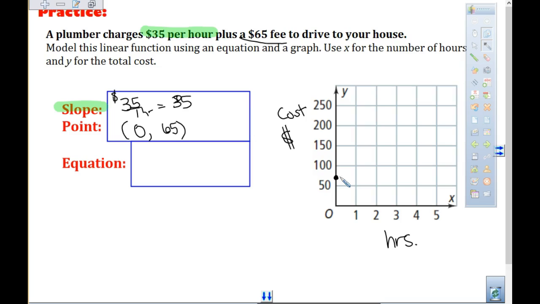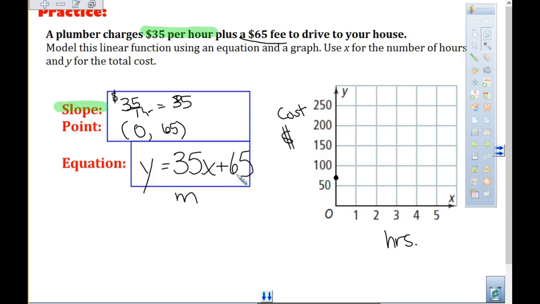But when they walk in your house, the startup fee is 65. So now we want to write an equation that we're going to graph. Y equals, do we know the slope? Yeah, 35. Do we know the y-intercept? 65. Y equals 35x plus 65.